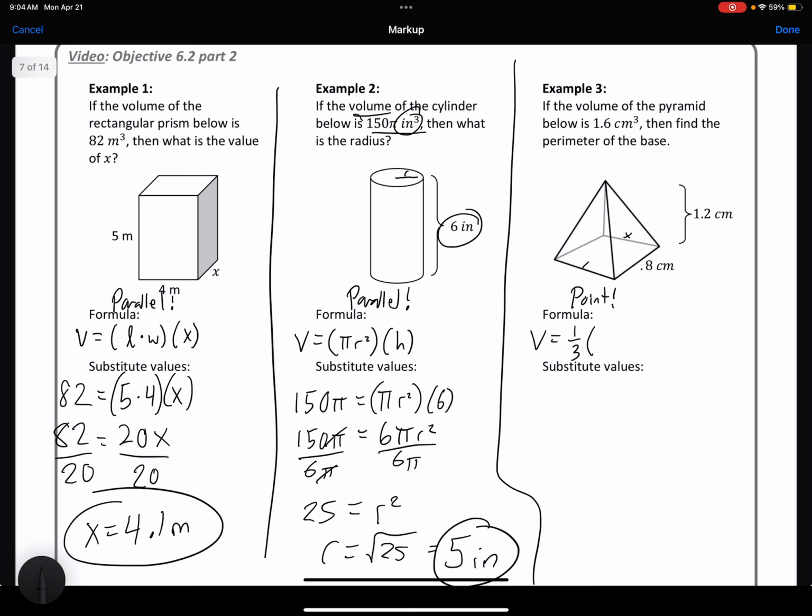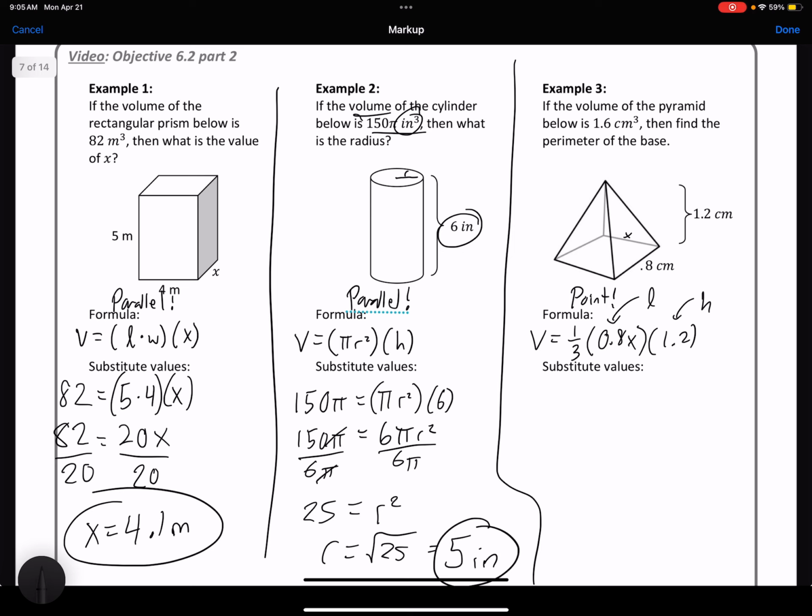All right, so what do we do? We plug into our formula. Well, it's 1/3 area of the base, so that's 0.8x times the height, which is 1.2. I actually could here put 0.8 as length, and then x being the width, and then this would be the height. But I substituted in a little earlier. That's okay, you can do either way.